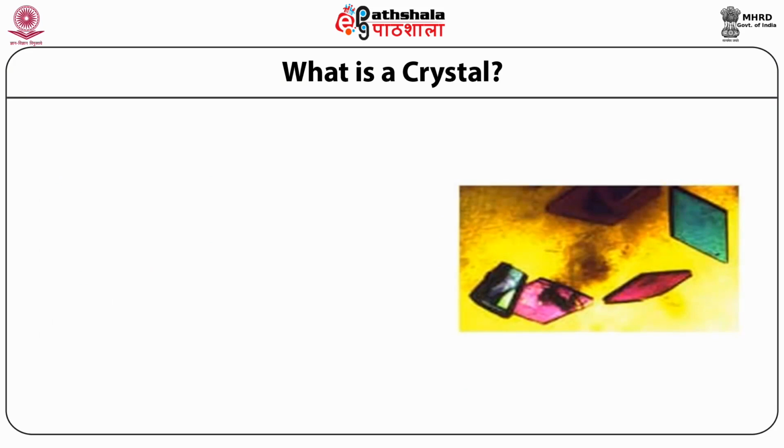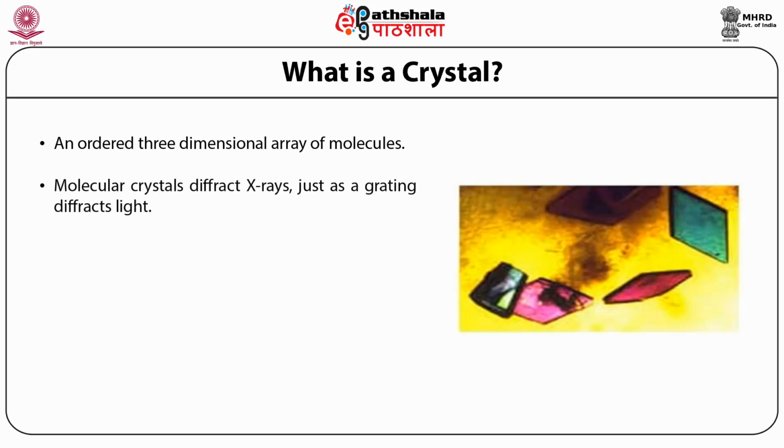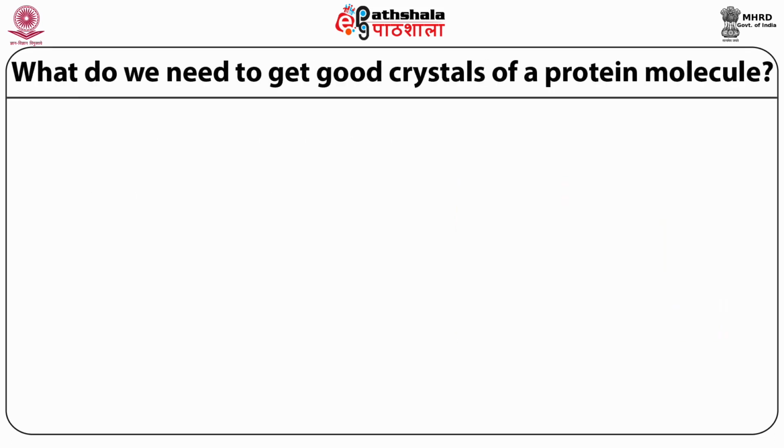A crystal is very simple. It's an order of molecules in an ordered three-dimensional array. So it's an ordered three-dimensional array of molecules. Molecular crystals diffract X-rays just as a grating diffracts light. So what do we need to get good quality crystals from the protein molecule?